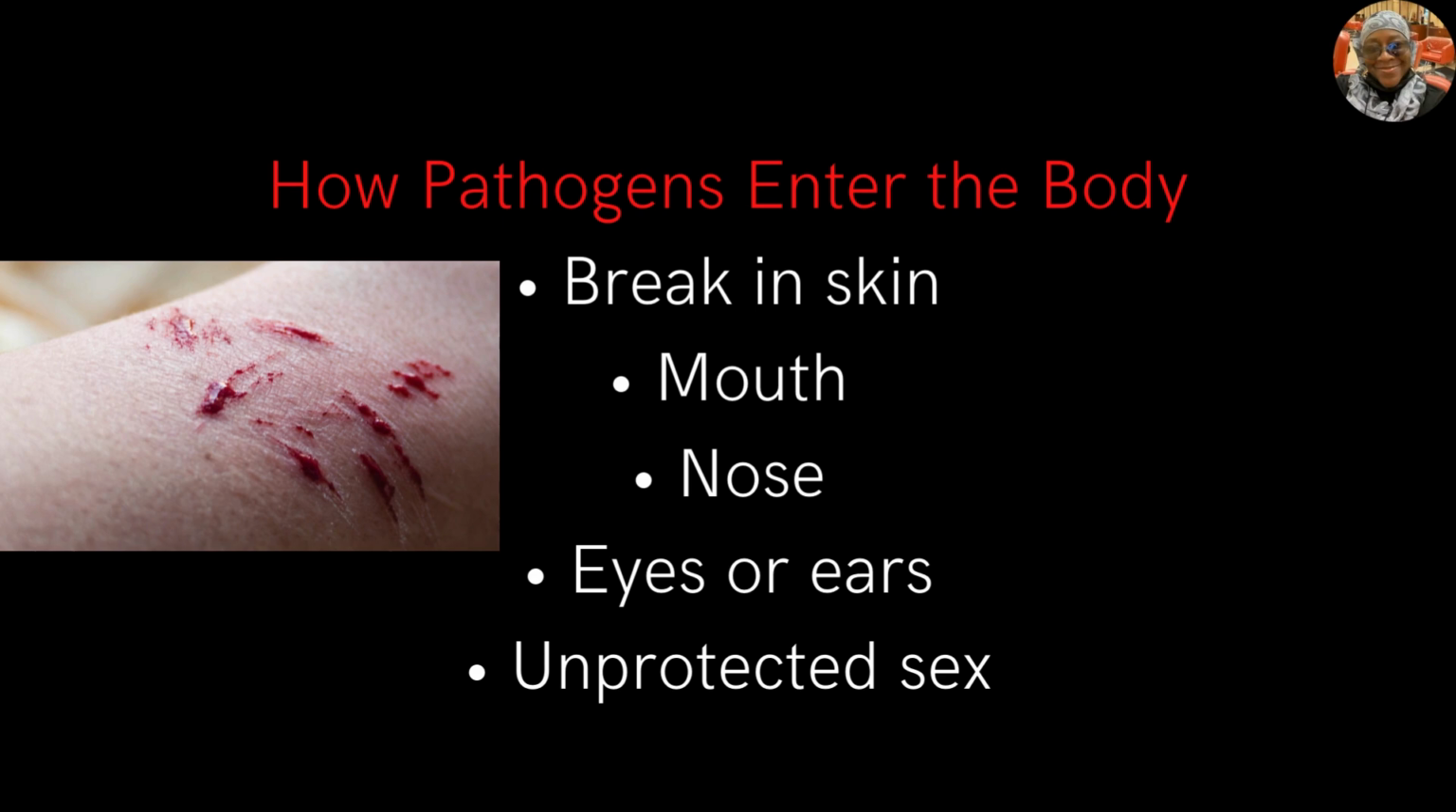How pathogens enter the body: through a break in the skin, through your mouth, nose, ears, your eyes, and definitely unprotected sex. Unbroken skin is the body's first line of defense. Also, we gotta be concerned with our nail biters. Biting your nails breaks the skin, which can cause microorganisms and pathogens to invade your body. So keep your hands out of your mouth.